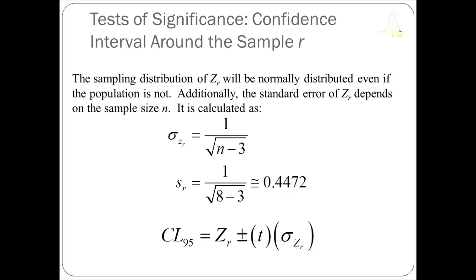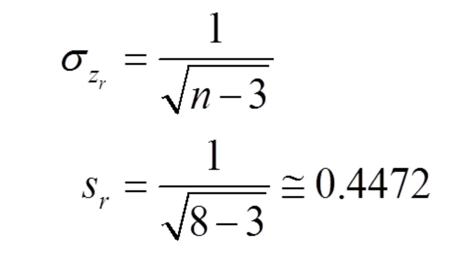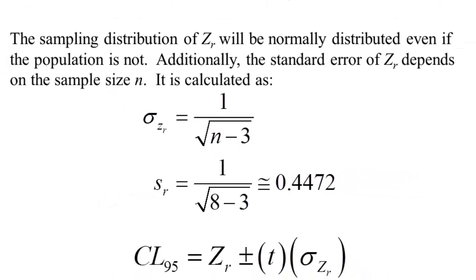Then we need the standard error. Well, in our particular problem for correlation coefficients, it's pretty easy. Our standard error is simply equal to 1 divided by the square root of n minus 3. So notice that this is given as sigma sub z sub r. That is, it's the standard deviation or standard error of a z distribution of an r variable.